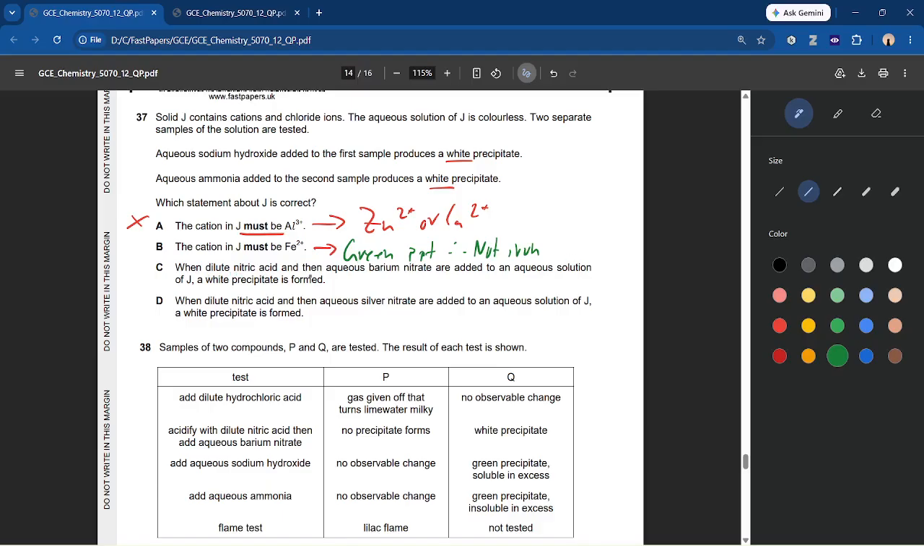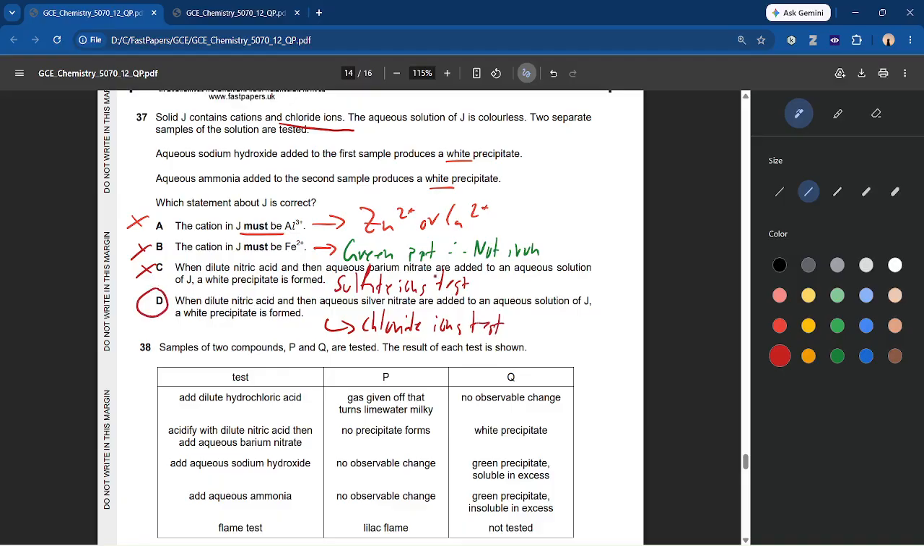When dilute nitric acid and then aqueous barium nitrate are added to an aqueous solution of J, a white precipitate is formed. This test is for sulfate ions, but the question explicitly states that there are chloride ions in this, so this is not correct. And this is the chloride ions test. Chloride ions test, so this is correct.